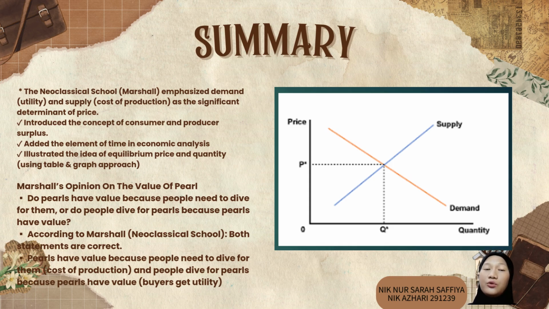To explain value, Marshall used the example of pearls. Are they valuable because diving for them is hard? Or do people dive because pearls are valuable? He said both. The effort to get them, we call supply, and people's desire for them, that is what we call demand. Both contribute to the worth of the pearls.